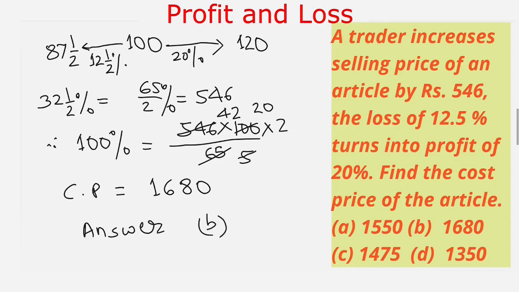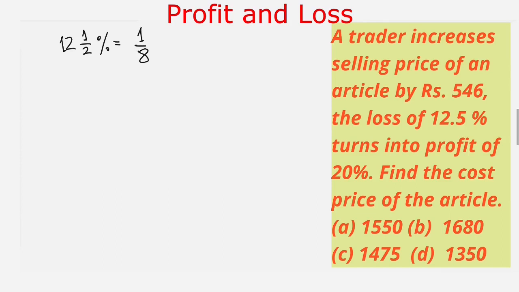Now we solve it by another method. 12.5% equals 1 upon 8 and 20% equals 1 upon 5 when converted into fractions. Now the LCM of 8 and 5 is 40. So we take our cost price as 40. 1 upon 8 of 40 is the loss. So 1 upon 8 of 40 is 5, and for loss we put a minus sign to it. So it is minus 5.